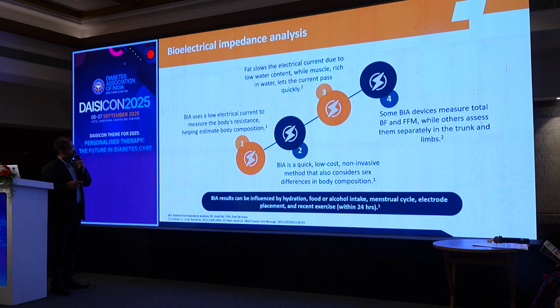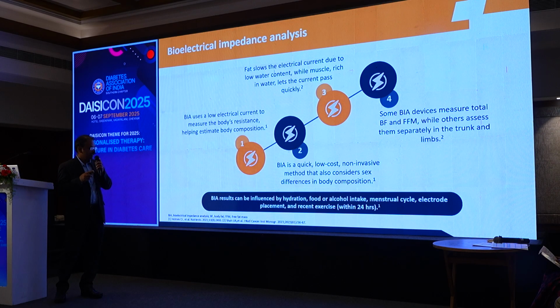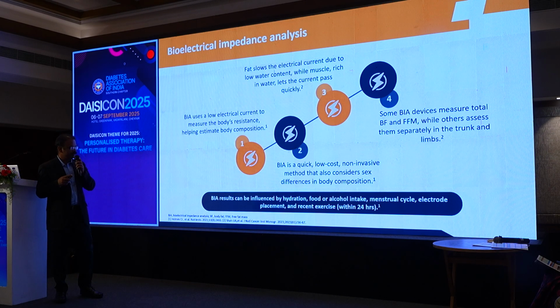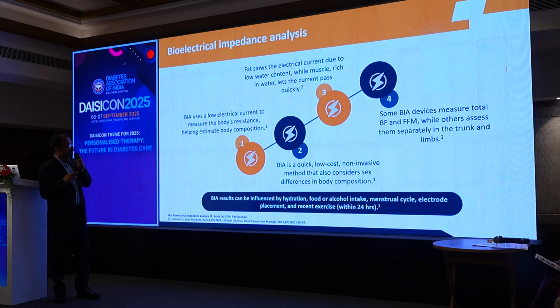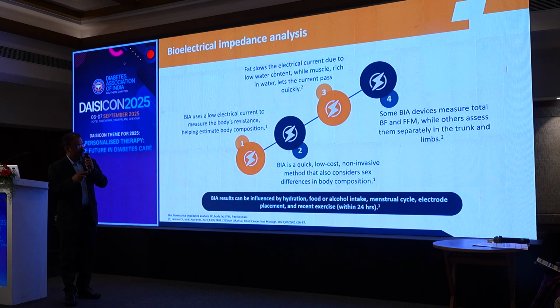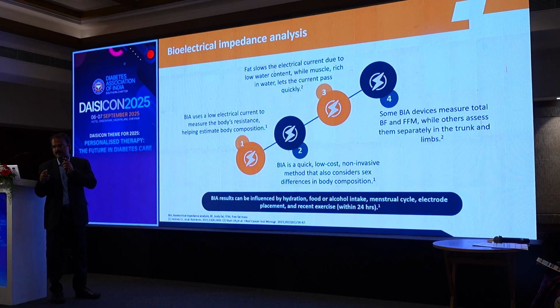What about bioelectrical impedance analysis? It uses a low electrical current to measure body resistance, helping to estimate various body composition. It is a very quick, low-cost and non-invasive technique which can be used in either sex. Since fat has less water, electrical current will not pass through it as well when compared to muscle, which is rich in water, so it passes very quickly in the skeletal muscles. The major use is that it can measure both body fat and fat-free mass. At the same time, segmental muscle as well as segmental fat analysis can be done with bioimpedance analysis.